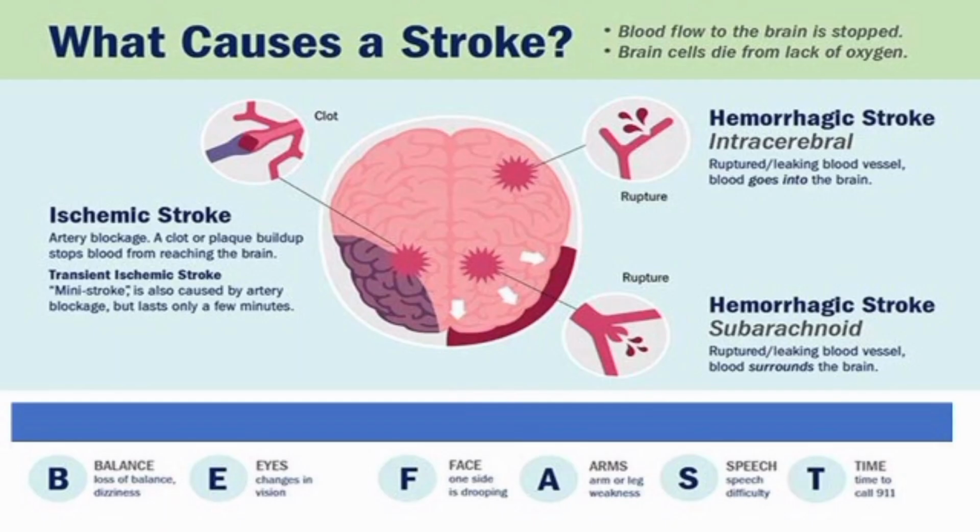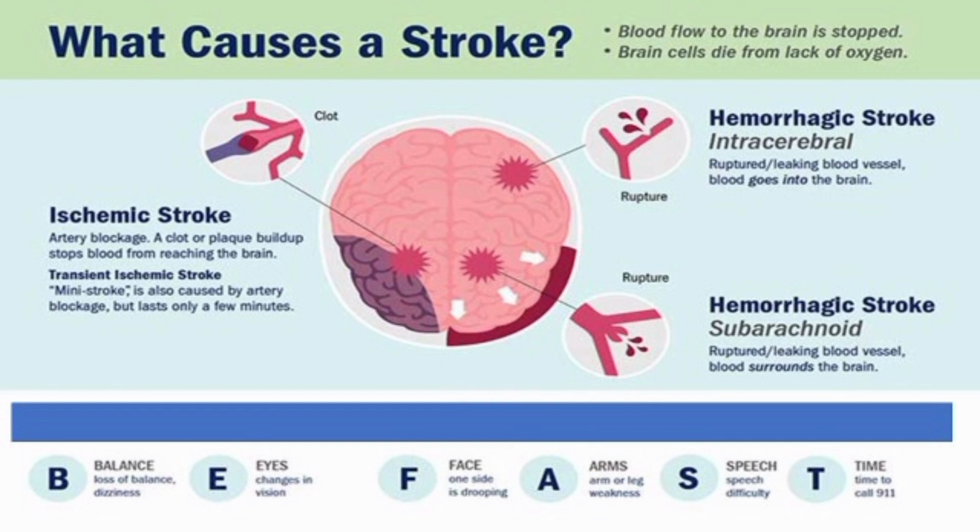And what are the causes for stroke? The first one is ischemic stroke. Ischemic stroke means artery blockage, where a clot or plaque buildup stops blood from reaching the brain. And transient ischemic attack, a mini stroke, is also caused by artery blockage but lasts only a few minutes.